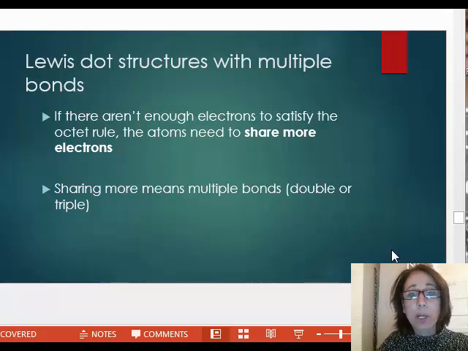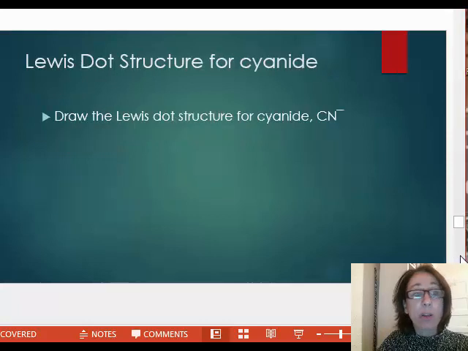When there aren't enough electrons to satisfy the octet rule with lone pairs, atoms need to share more electrons, which means multiple bonds are formed. Let's look at an example where there aren't enough electrons to satisfy the octet rule by just distributing lone pairs. Let's draw the Lewis dot structure for the polyatomic ion cyanide.